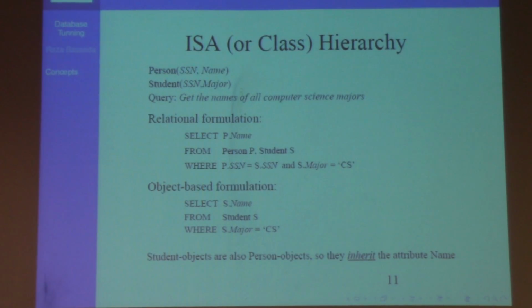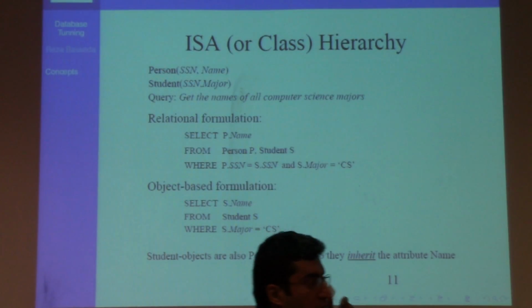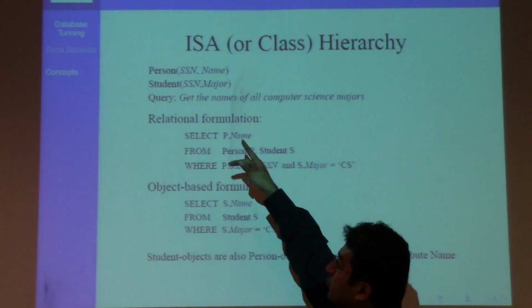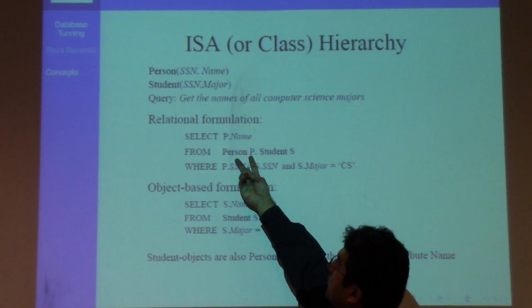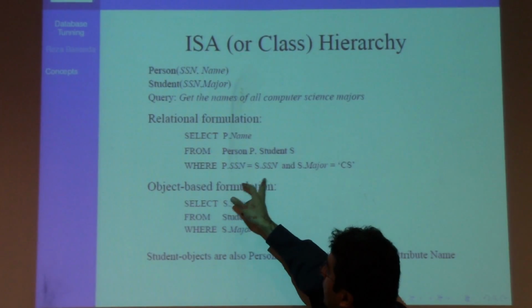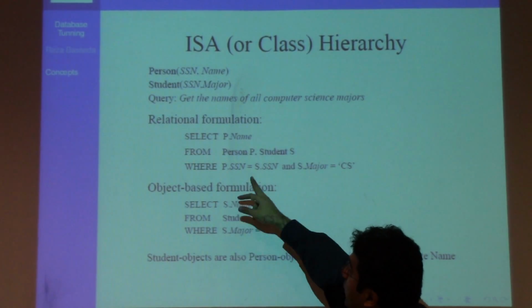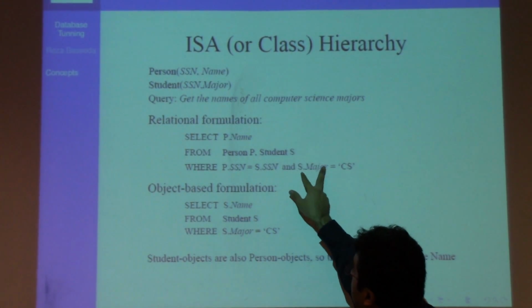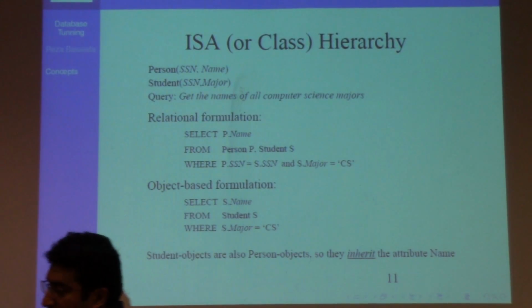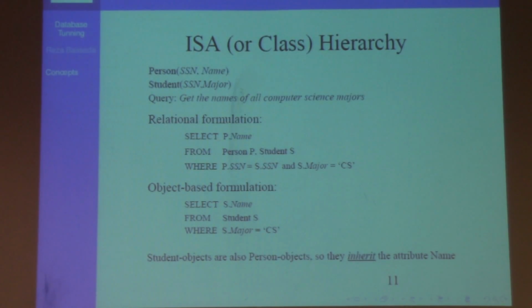So if I want to find all of the students in the computer science department, what I need to do is basically do the join between person and student on the constraint of having the same social security numbers, and also put this condition and look for computer science students.